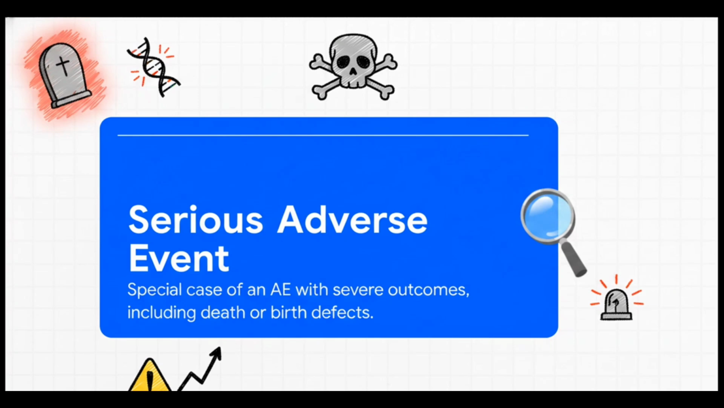You also really need to know the escalation points. A serious adverse event is a special, much more severe category of an adverse event. When you define this in an interview, be crystal clear. It includes severe, catastrophic outcomes, like the death of a participant, or any cases of birth defects resulting from the trial. It's essentially the highest level red alert.